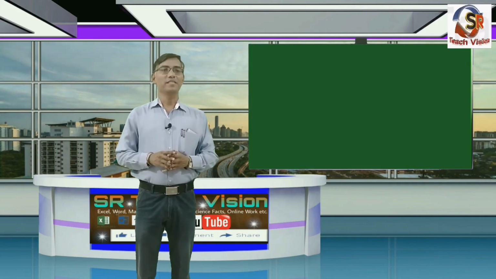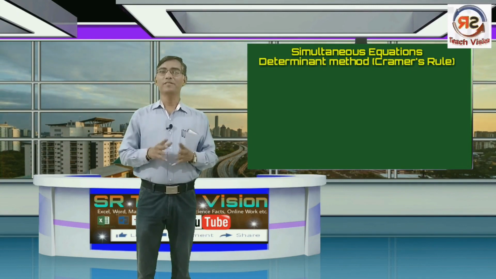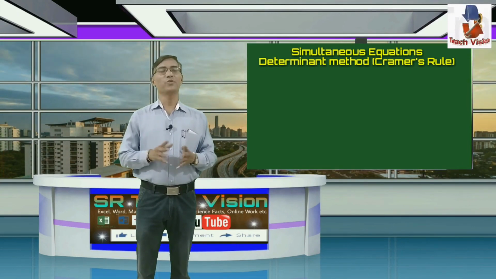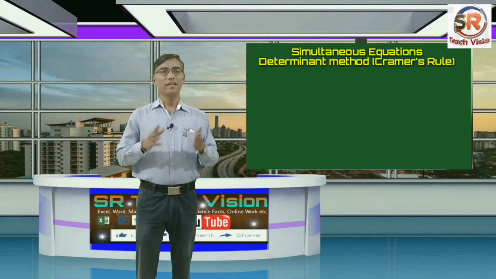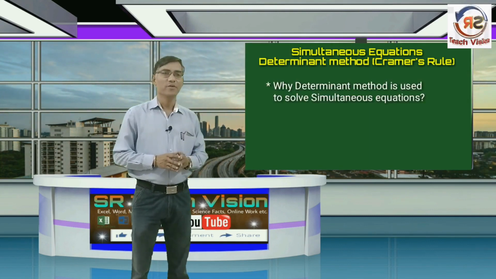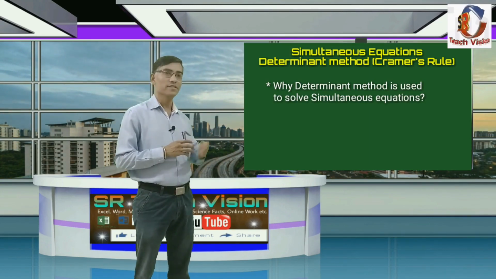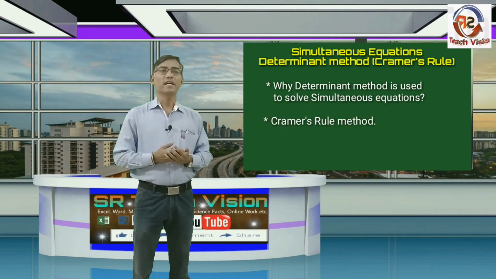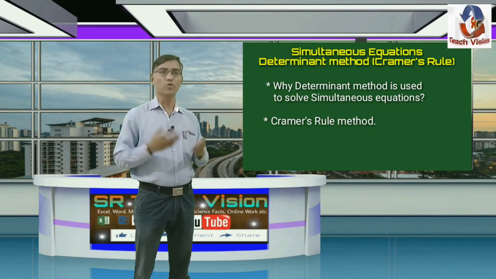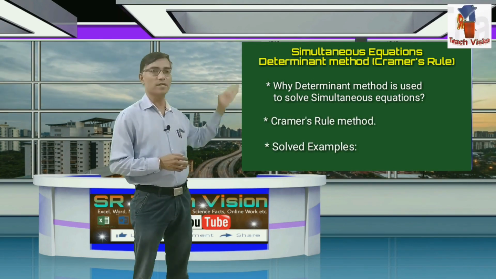Our today's topic is simultaneous equations, determinants method, which is also known as Cramer's rule. In this topic, we cover the following points. Why determinant method is used to solve the simultaneous equations. Then the next point is Cramer's rule method. What is Cramer's rule? And then we will see some solved examples.